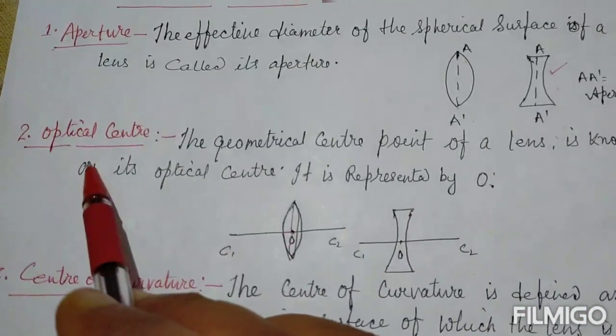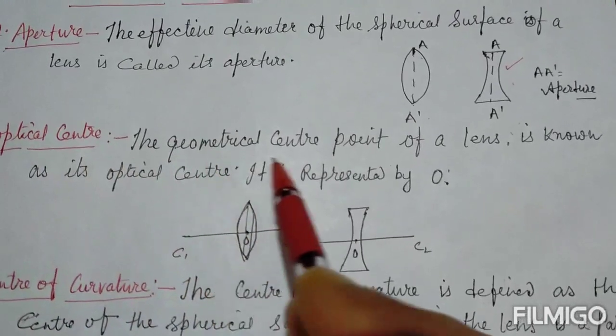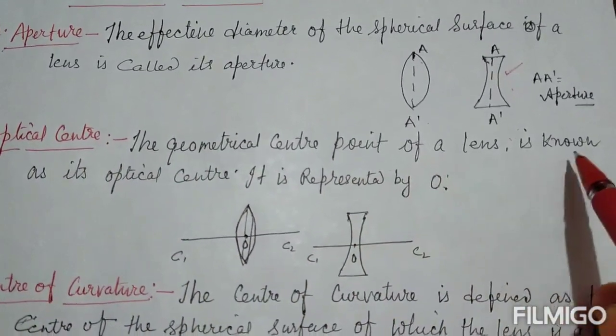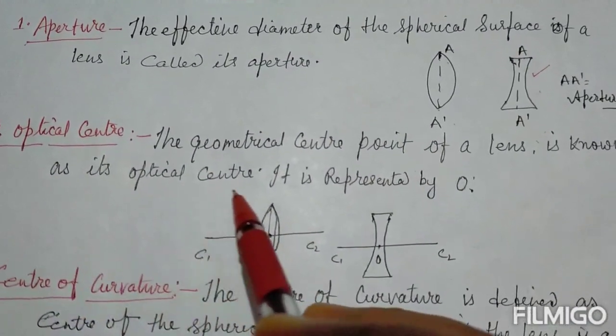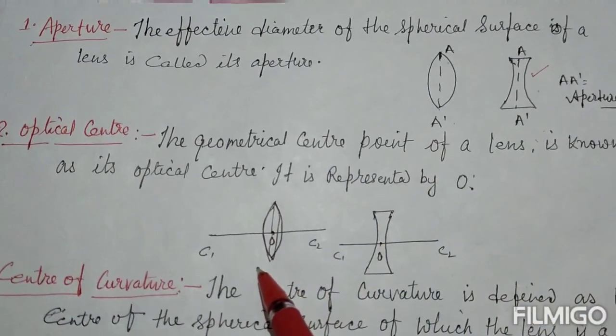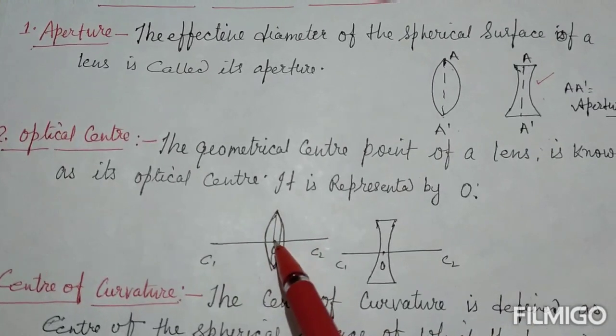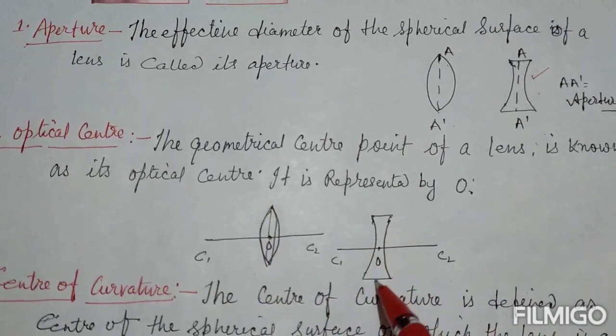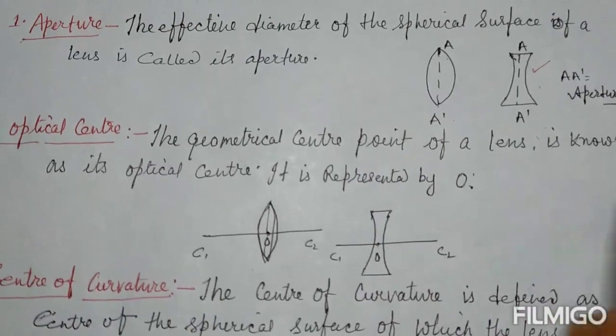Next is optical center. The geometrical center point of a lens is known as its optical center. It is represented by O. As I have drawn in this picture, this is a lens and this is the optical center. This is the concave lens and this O is the optical center.